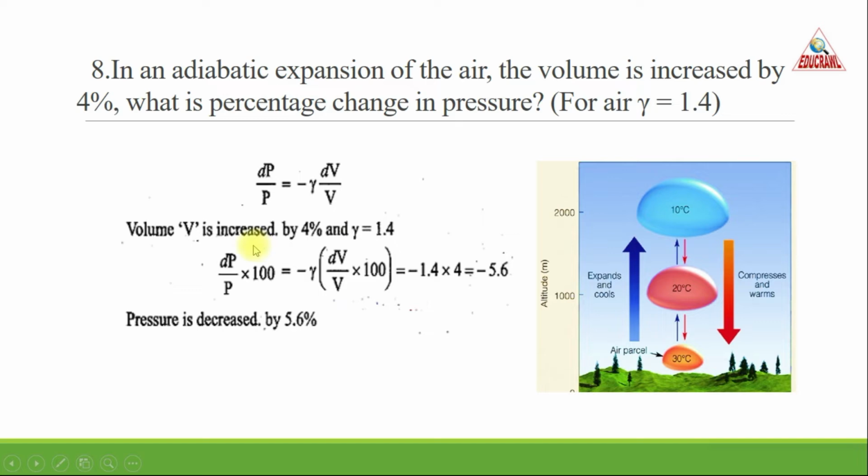So we have to find the percentage change in pressure. So we are multiplying 100 on both the sides. So we have dP by P into 100 is equal to minus gamma dV by V into 100. Substituting the gamma value and dV by V, the increase in volume, which is 4%. So that also you have to substitute, which is equal to minus 1.4 into 4. So the answer is minus 5.6. Since it is a minus, the pressure is decreased by 5.6%.